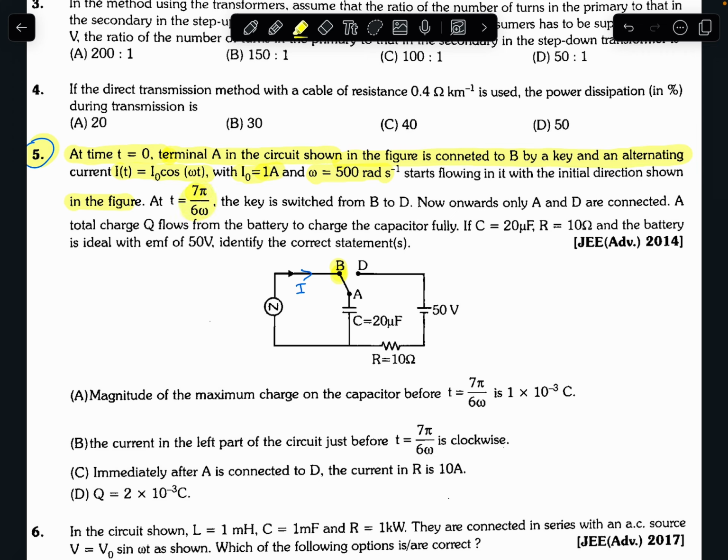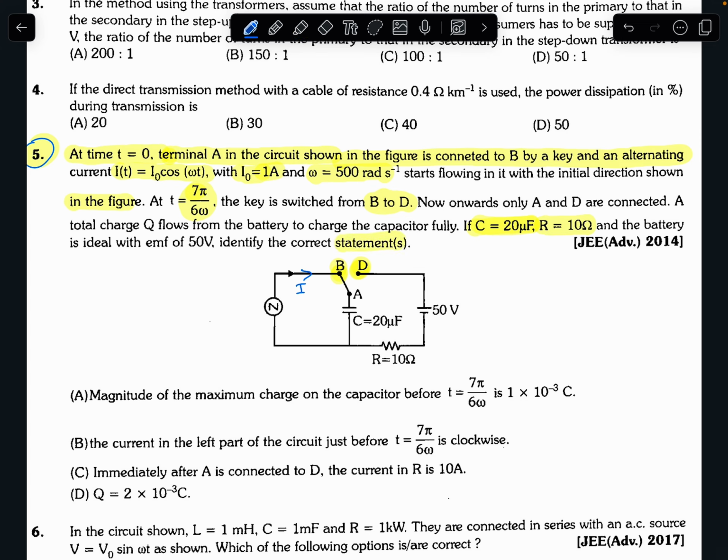At t equal to 7 pi by 6 omega, the key is switched from B to D. Now onwards only A and D are connected. Basically this is a capacitor connected with a battery. A total charge Q flows from the battery to charge the capacitor fully. Capacitor C is 20 microfarad, R is 10 ohm, and the battery is ideal with EMF 50 volt. Identify the correct statements.